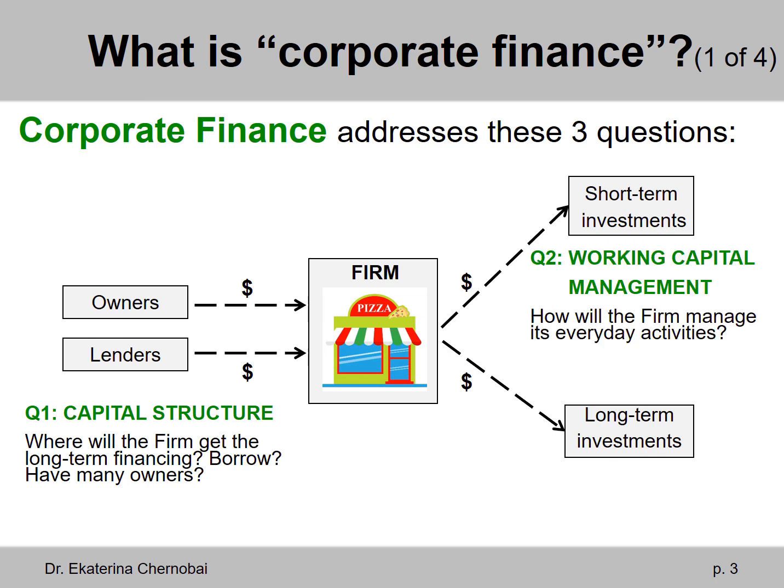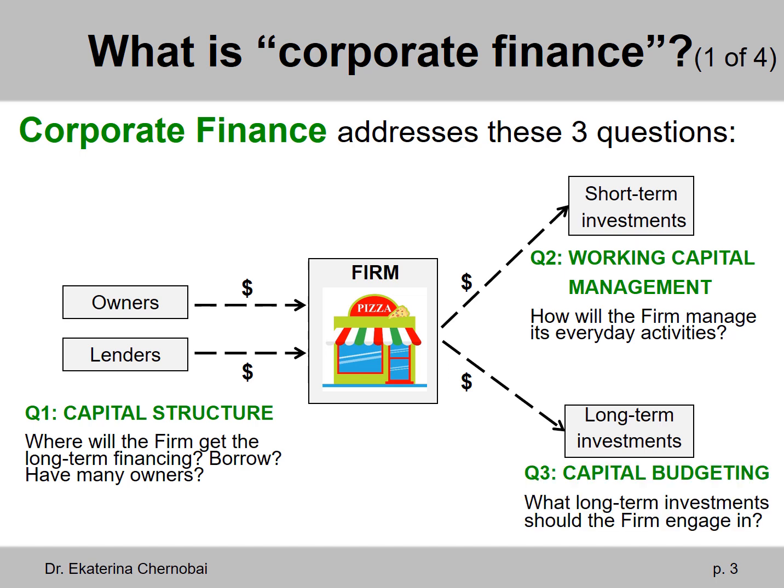The second question is called working capital management. In other words, how will the firm manage its everyday activities, such as selling its product to customers, borrowing money short term, paying to its suppliers. What about any sort of time delays with receiving money when the product is sold to the customers, things like that. And the third question within corporate finance is called capital budgeting.